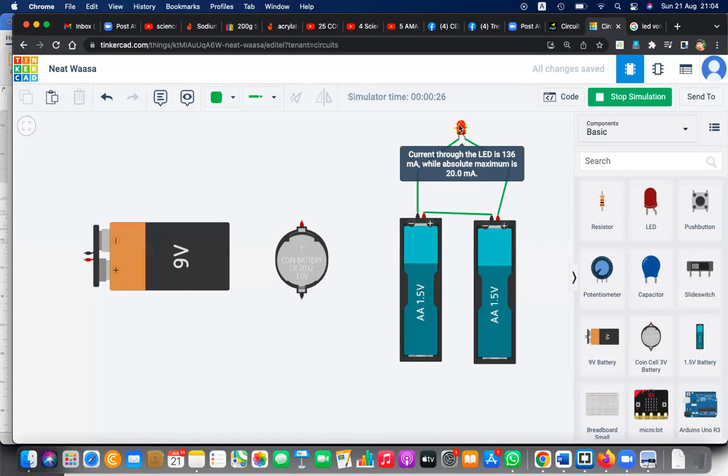Voltage is something like, you can say, the energy level. So let's say a waterfall is falling down. The height of the waterfall, the gap between the highest position and the lowest position, you can say that is the energy level.